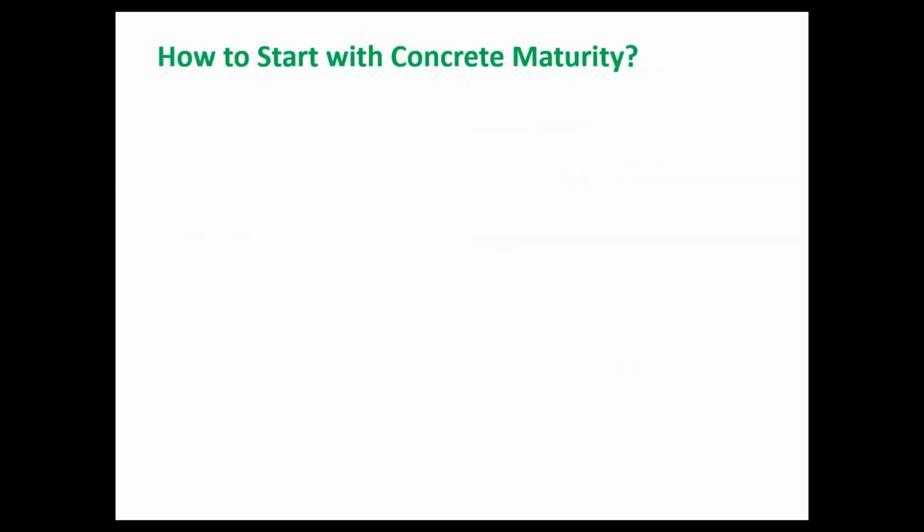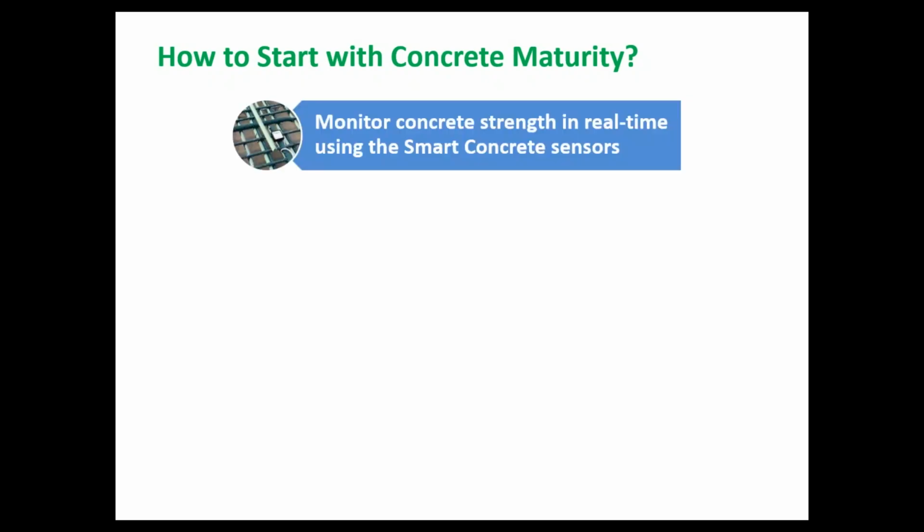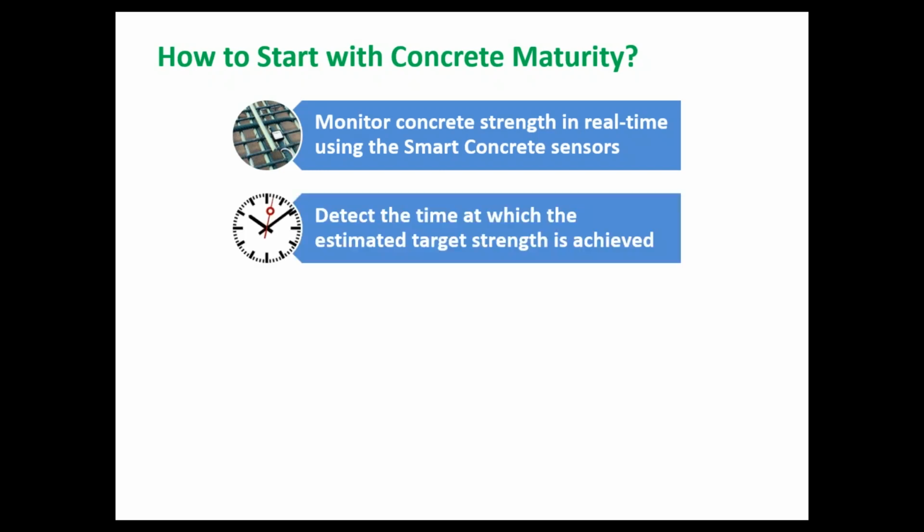And as I mentioned, to start with maturity, initially there's some skepticism among the community, and also in particular engineers who've been using cylinders for a long time. So what we suggest is that start with monitoring concrete strengths using the smart concrete sensors or smart sensors, and detect the time at which the estimated targeted strength is achieved. So you can monitor the strength in real time using these sensors.